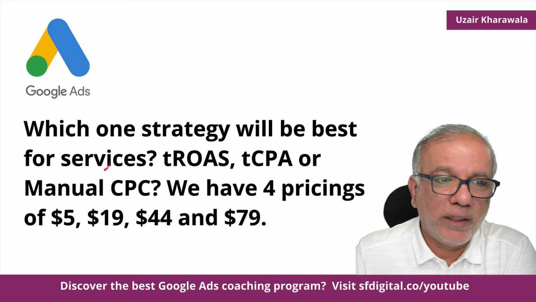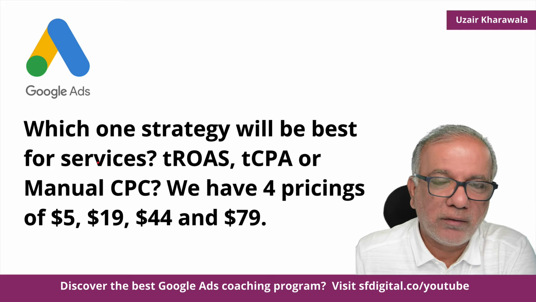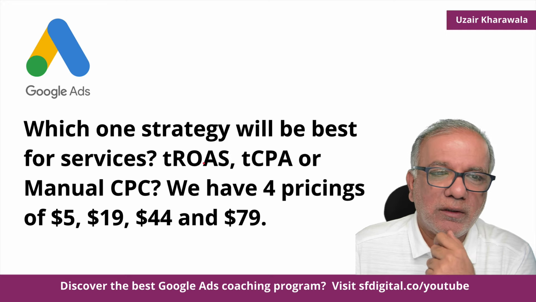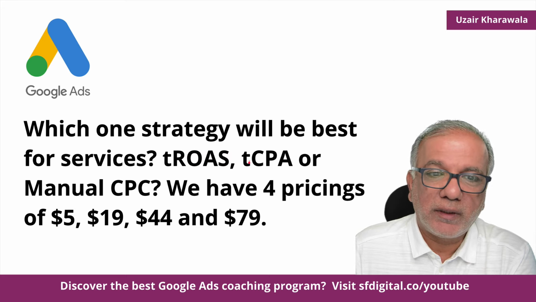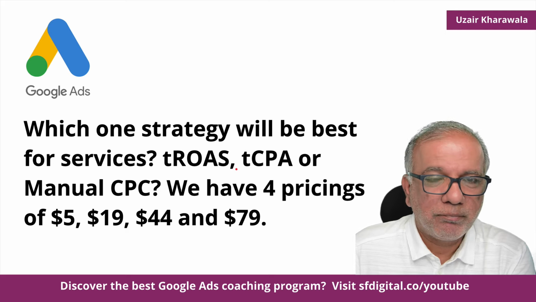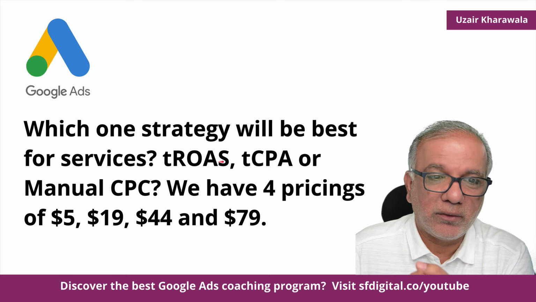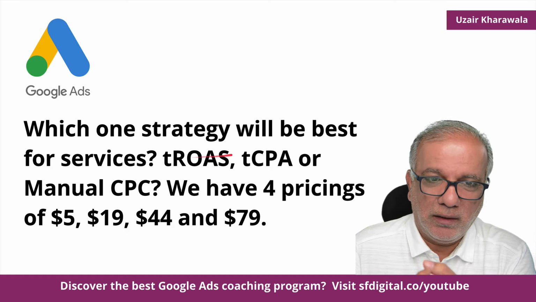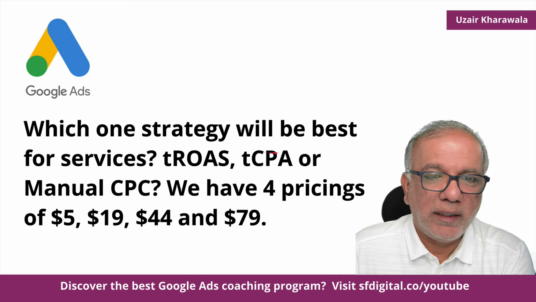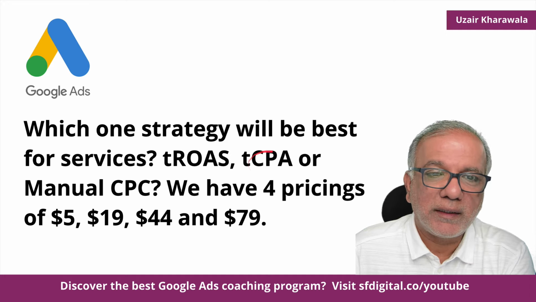If that is so, and if you are selling a product, or let me go back one step. So this is where the confusion happens. TROAS or TCPA, what are these? TROAS is target return on ad spend, and this one is for target cost per acquisition. If you are an e-commerce business and you are selling products online, then you need to go on the target TROAS bidding strategy. If you are generating leads for your business, then you need to go on the target CPA.